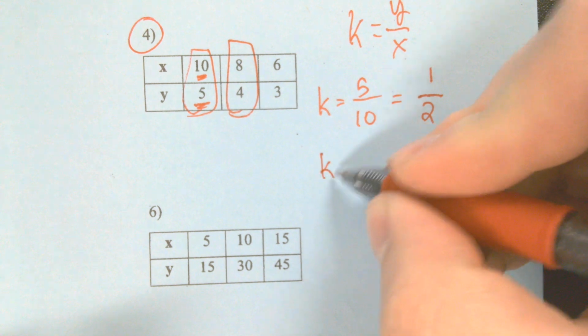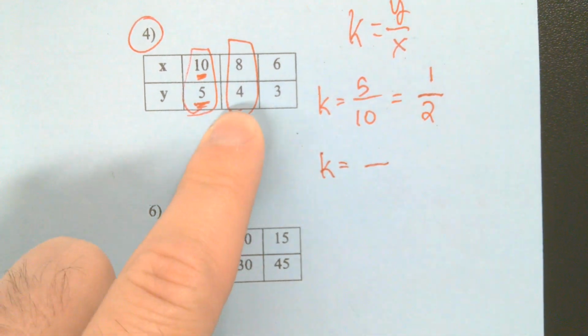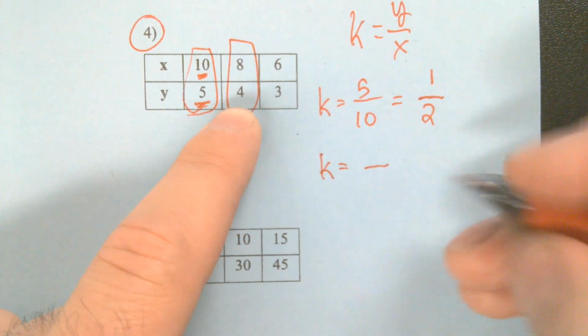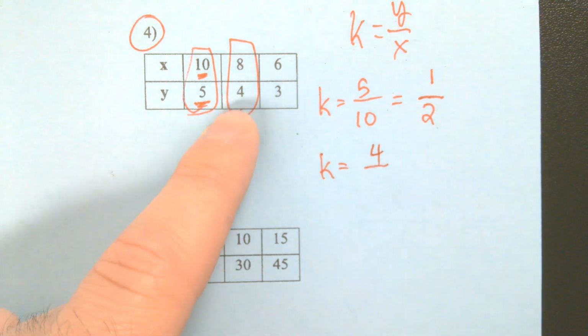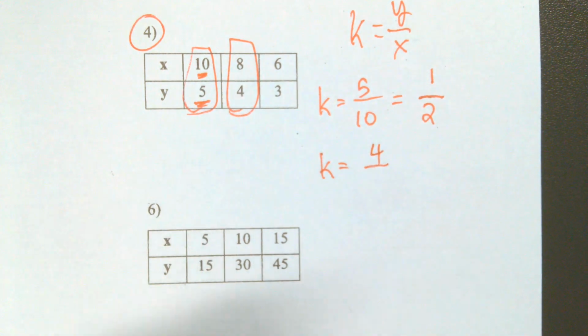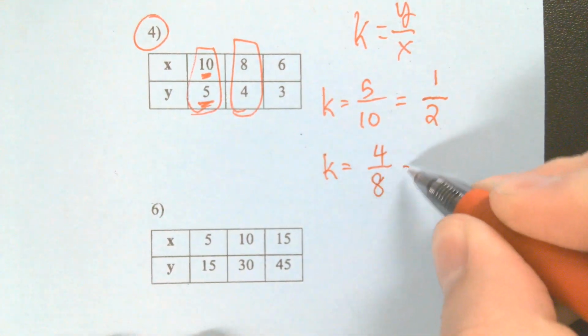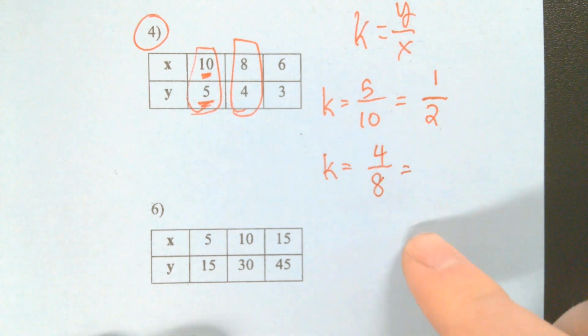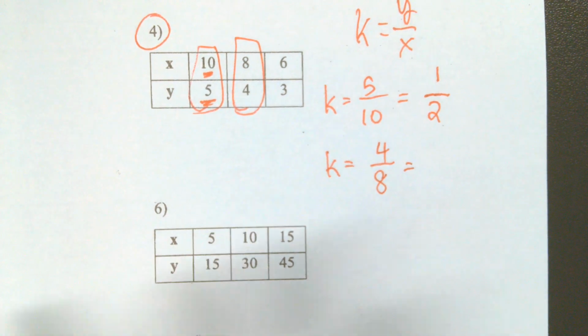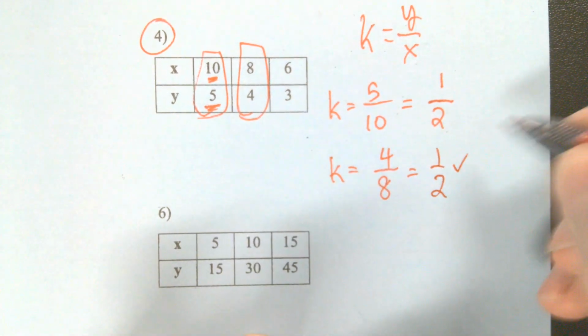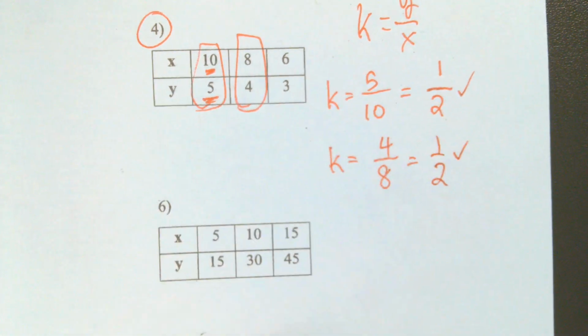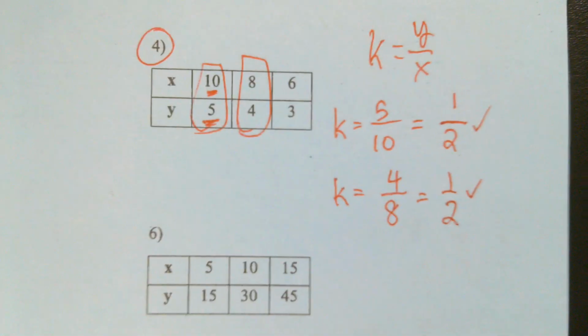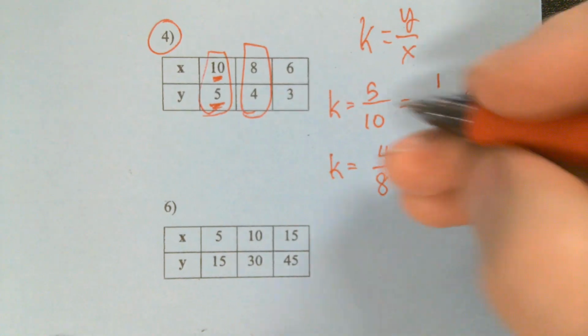What's my y value for this next point? That's right, 4. And then what's the x value that goes with that y value? 8. Thank you very much. 4 over 8, again, we could simplify that. So 1 over 2. So far, so good. We got 2 identical k factors. So we got to try for a third.